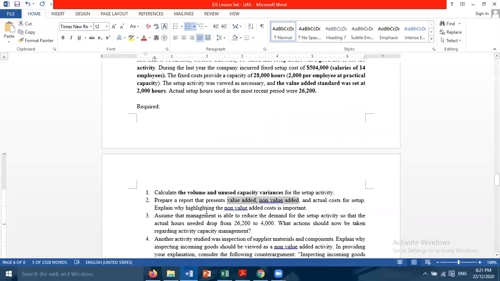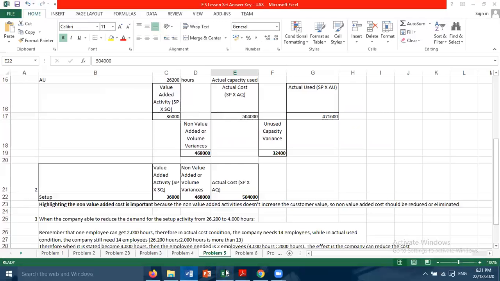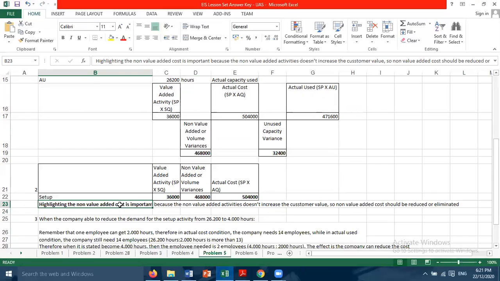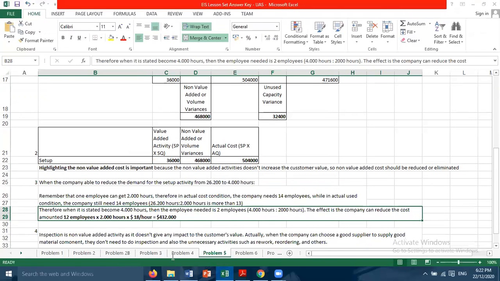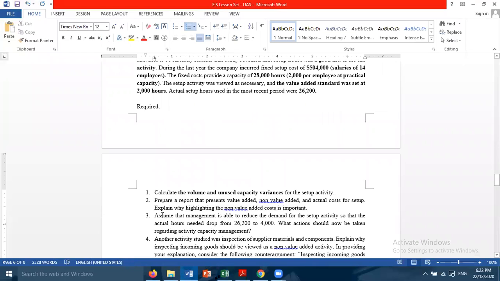Now, here we are asked why highlighting non-value added cost is important. All right, so in activity-based management or in cost accounting in itself, highlighting non-value added cost is important because we have the goal to reduce costs, right? Usually we reduce cost by reducing the non-value added cost. Why? Because non-value added cost does not actually add any value to our customers, so it does not increase the customer value. So it's cost which we could eliminate, or we should aim to reduce or eliminate. Okay, that's number 2.